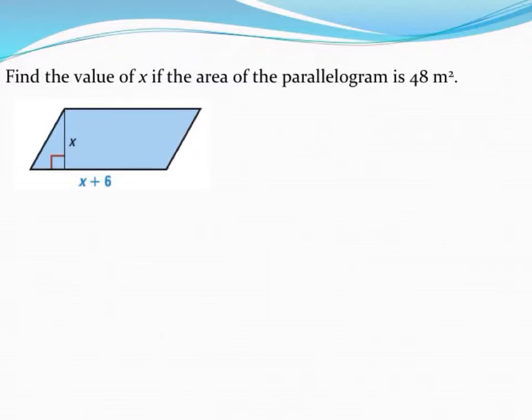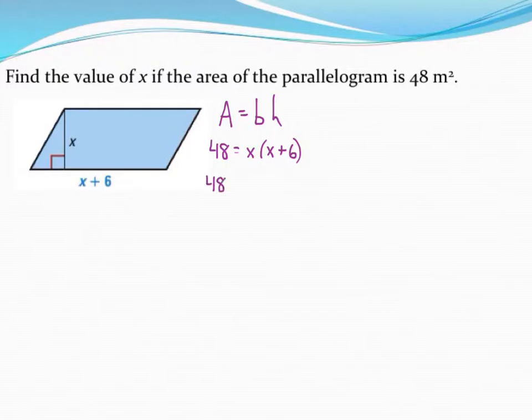We have a parallelogram, and we'll recall from geometry that our formula to find the area of a parallelogram is base times height. And base and height need to be perpendicular. So let's plug in some values that we know and go from there. Our area was given to us, that's 48. Our base of the parallelogram is x plus 6, and our height is x, so those are what need to be multiplied together. So let's go ahead and distribute to simplify this.